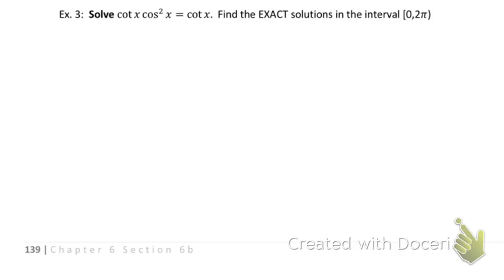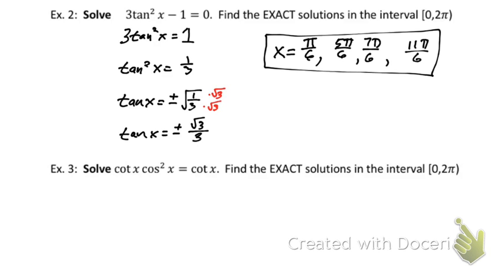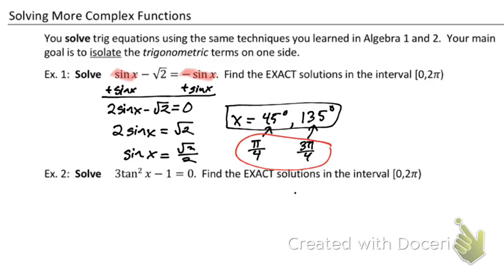Because we have cotangent and we have cosine squared x. This isn't an identity. Note it says solve cotangent x cosine squared x equals cotangent x. Find the exact solutions in the interval. So this is not an identity. We don't have to work on each side and show that the two things are equal to each other. They are only equal to each other for specific x values. So make sure you read the questions carefully. If I'm looking for an exact answer, we're doing what we did up here. We're getting everything that has to do with trig on one side and numbers on the other side.